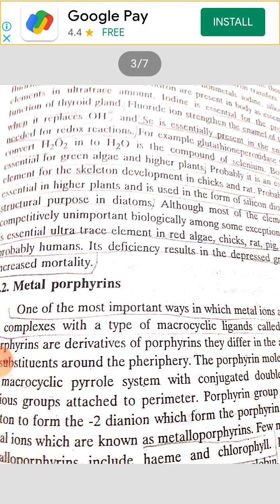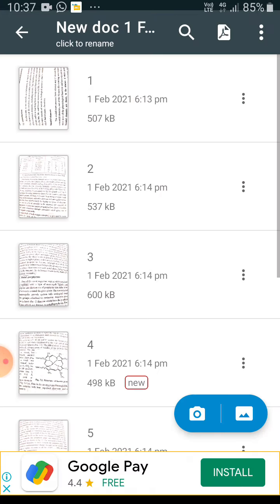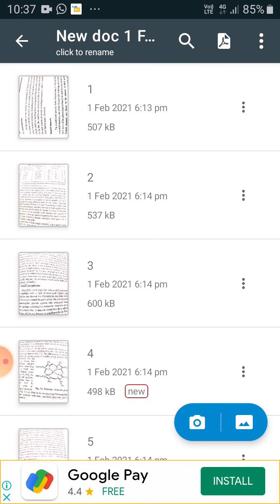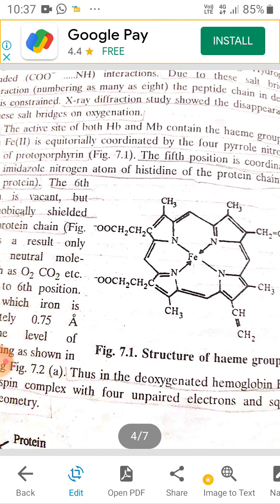Hemoglobin and myoglobin are the main essential parts of the blood. They are found in the blood and are an essential part of it. The active state of hemoglobin and myoglobin contains the heme group, in which iron(II) is coordinated with 4 pyrrole nitrogen atoms of the porphyrin ring.